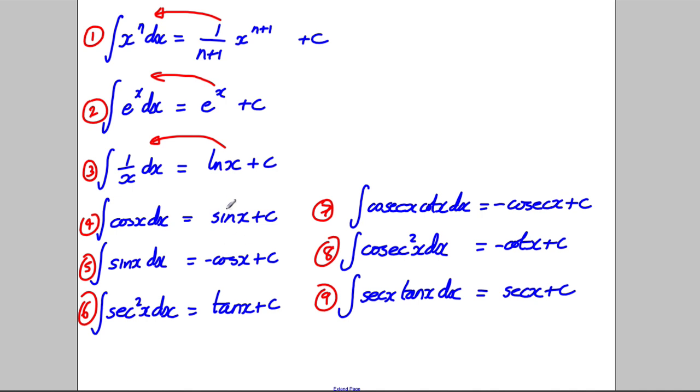And similarly with the trig ones, if you can remember when you differentiate sine, you get cos, when you integrate cos, you get sine plus a constant. If you can remember that when you differentiate cos, you get negative sine, when you integrate positive sine, you get negative cos plus a constant. And all the others apply similarly. So they're all the rules we've gone through.